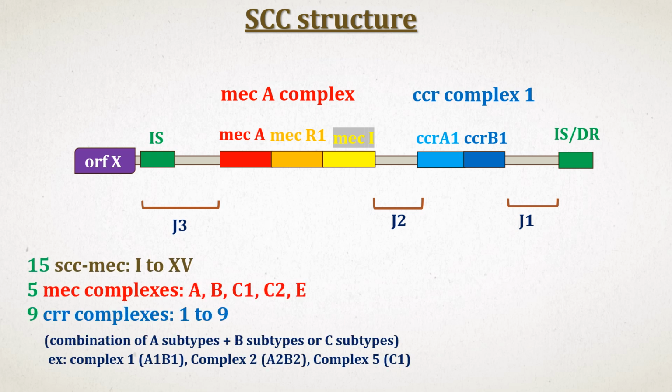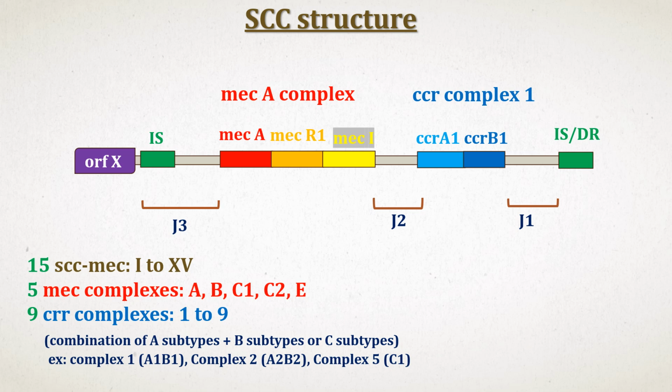Now we have 15 SCCs classified by the International Working Group on SCCs. They are classified from 1 to 15 in Roman numerals, and they are composed of mixtures of 5 mec complexes, A, B, C1, C2, or E, and 9 ccr complexes arranged from 1 to 9. And as we mentioned before, the ccr complex could have two genes of A subtype plus B subtype, or could have one C subtype gene.